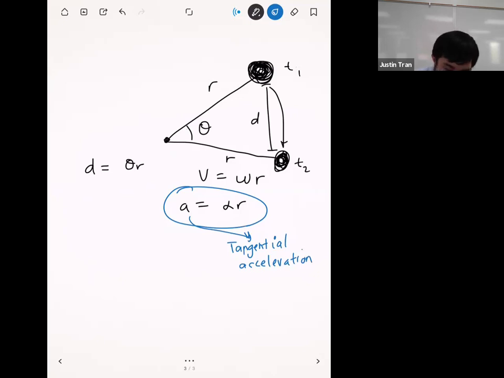You can have one component of acceleration where, let's say, we're speeding up the speed of rotation. And so we can have one aspect of acceleration in this direction, and that would be the tangential acceleration. This component of acceleration would only be active if we're speeding up or slowing down the rate at which we're twirling the rock.